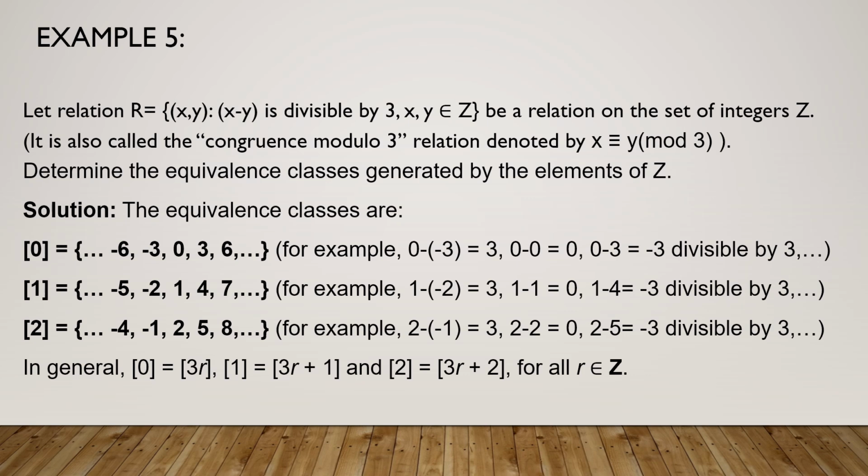So it will have elements of this kind. So for this particular relation, the congruence modulo 3 relation defined on the set of integers, the possible equivalence classes are the ones which are generated by 0, by 1 and by 2. Three equivalence classes are there.